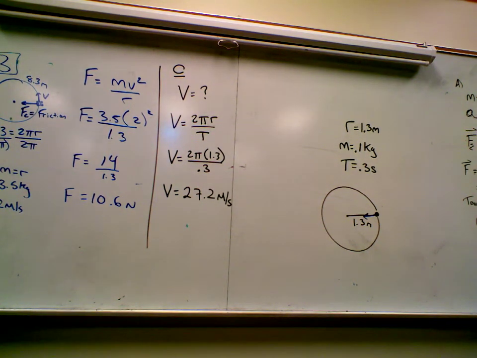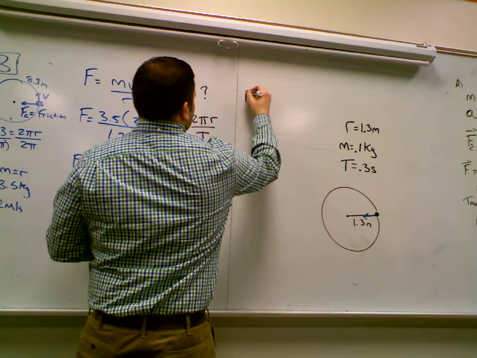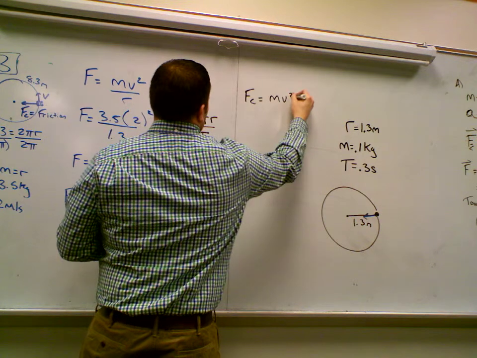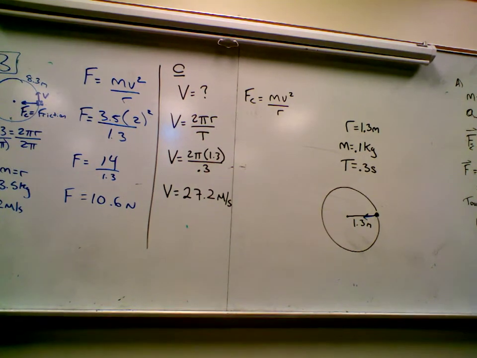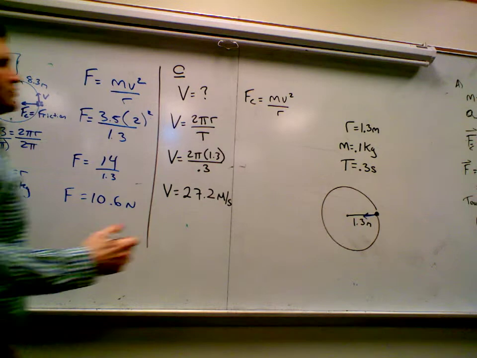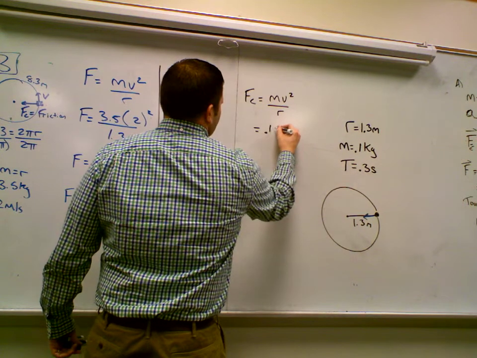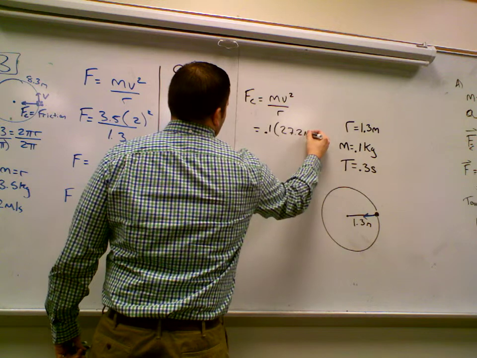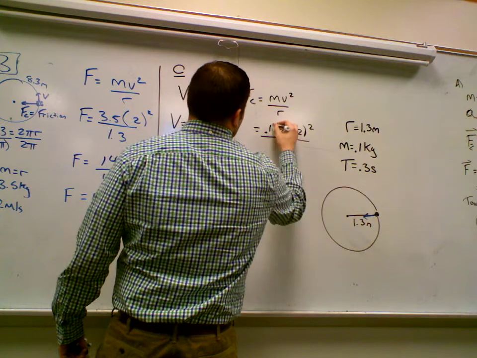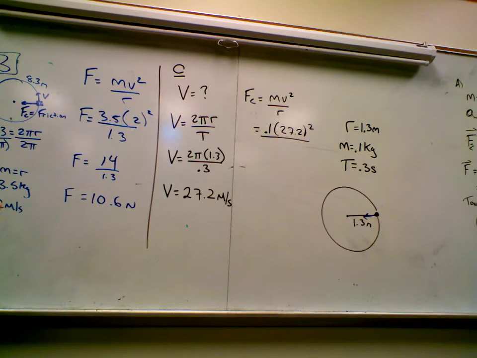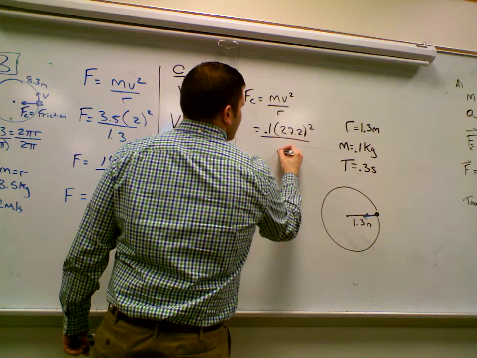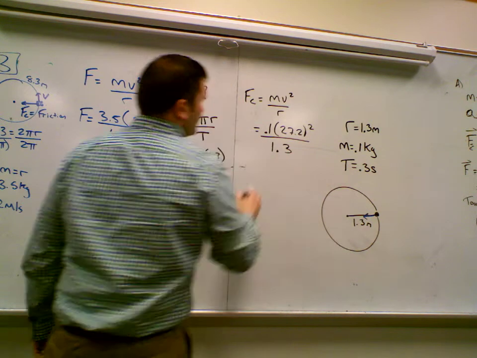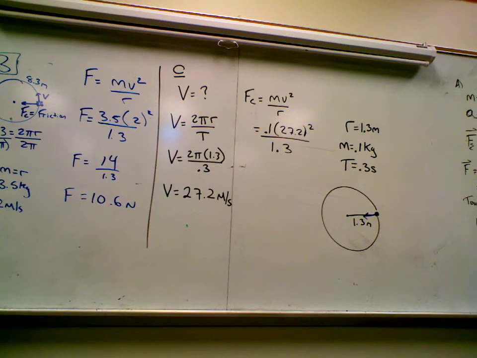So we can use equation 4 to figure out the force of tension, because the centripetal force is the force of tension. Does that make sense, guys? Okay. So the mass of the rock is very light, and the radius is 1.3. So we can figure out the force.